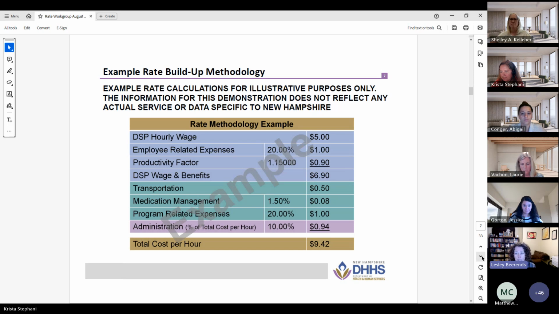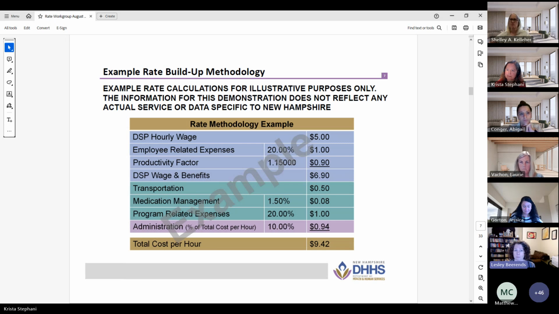We then do the program related expenses, which is a percent of the wage. And then the administrative percentage, which is a percent of the total cost per hour. All of that then gets added together to give us a total cost per hour. So we're going to walk through all of the different components here, kind of where that information came from, so that you can understand how it was built.